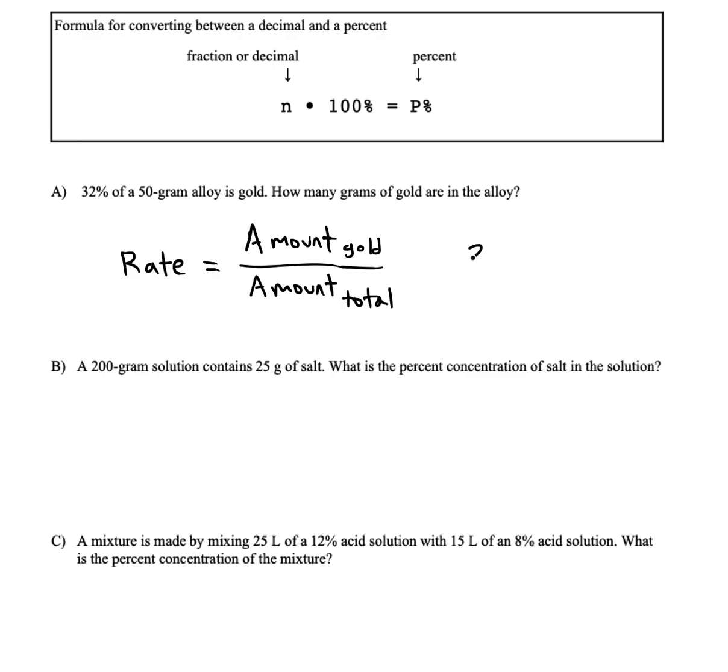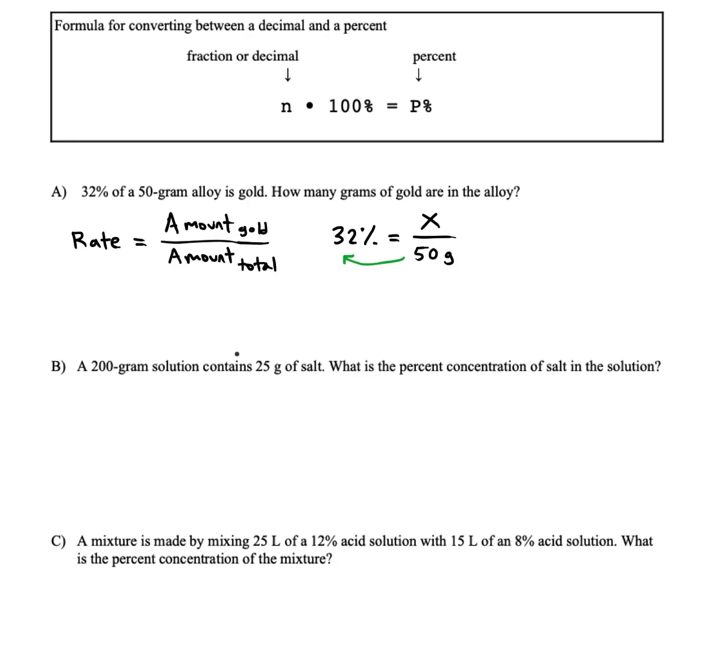Alright, so what they're saying here is that 32% is the amount of gold, which we don't know, divided by the 50 grams of the alloy. We want to solve for the unknown amount of gold. So we want to rearrange the equation by multiplying the 50 to the other side. Now when we do that, we'll get 32% times 50 grams, a rate times an amount.